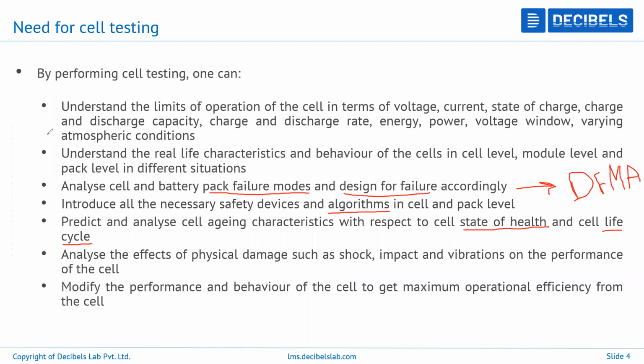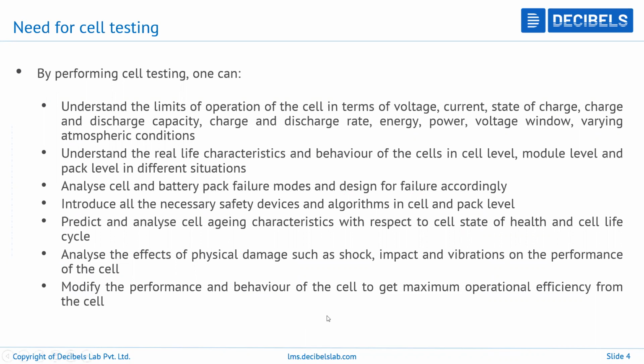And then finally, based on all of these points put together, we come to the final one where, understanding and analyzing all of these points together, we can modify the performance and behavior. We can tweak the performance and behavior to get the maximum operational efficiency and also operational life from the cell. So this is the need for cell testing. This is what cell testing helps one understand: how exactly a cell would behave and why certain situations or conditions can influence certain behavior aspects of the cell.